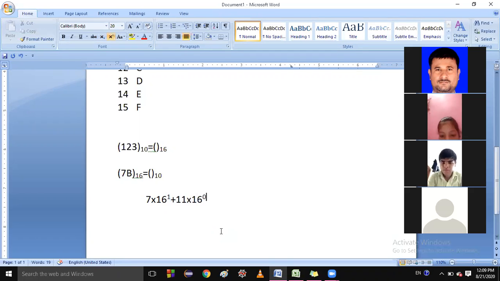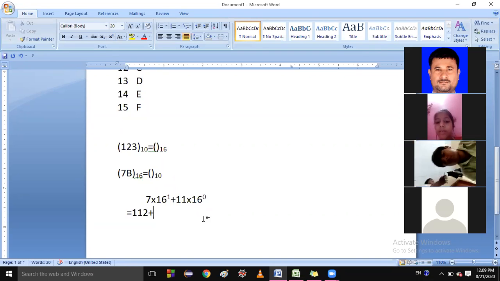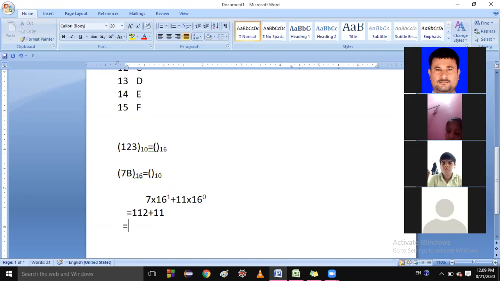So what will be the answer? Let me do it for you. 7 multiplied by 16 is 112. 16 power 0 gives 1, so 11 multiplied by 1 is 11. So 112 plus 11 equals 123. And the base will be 10.